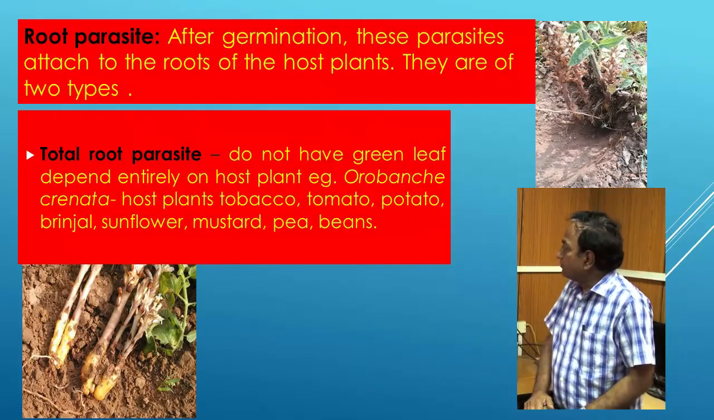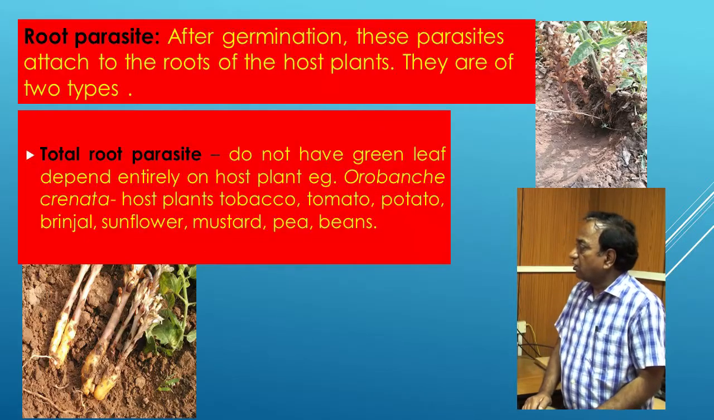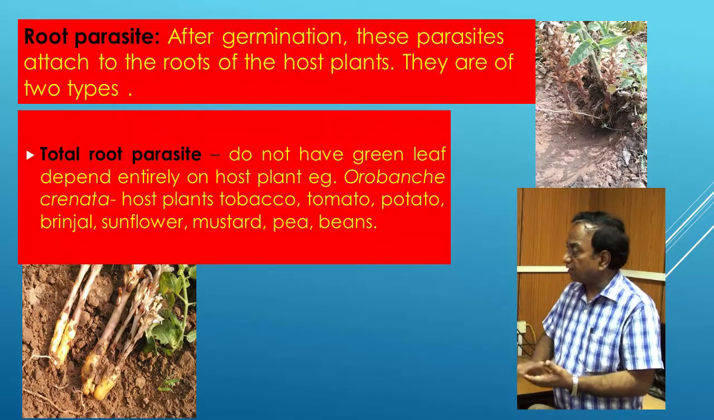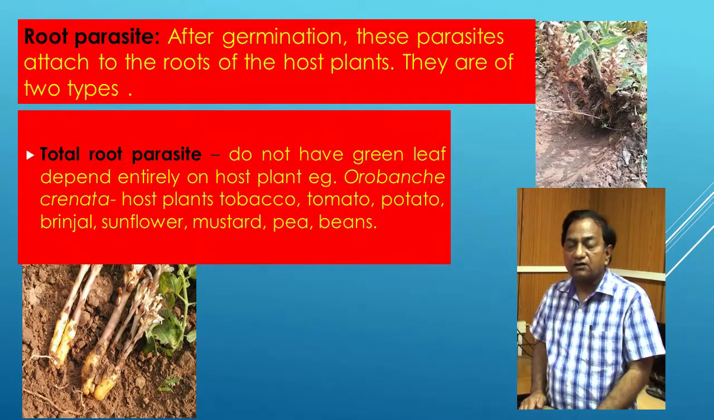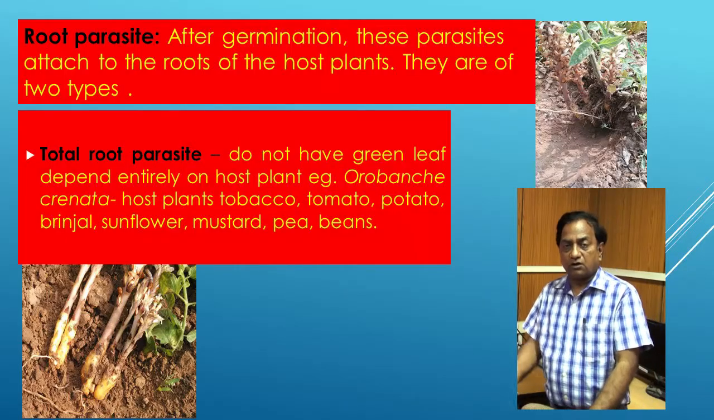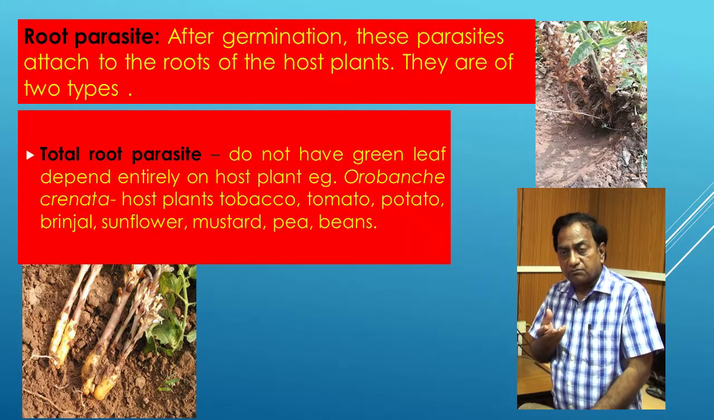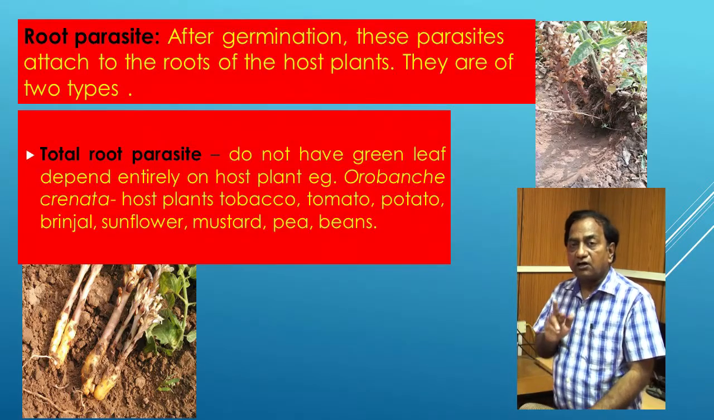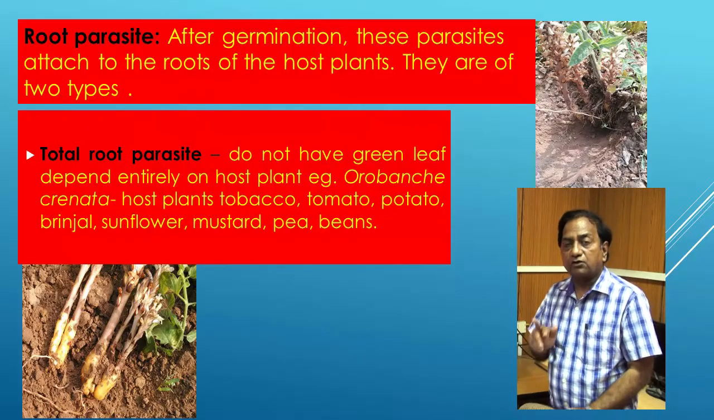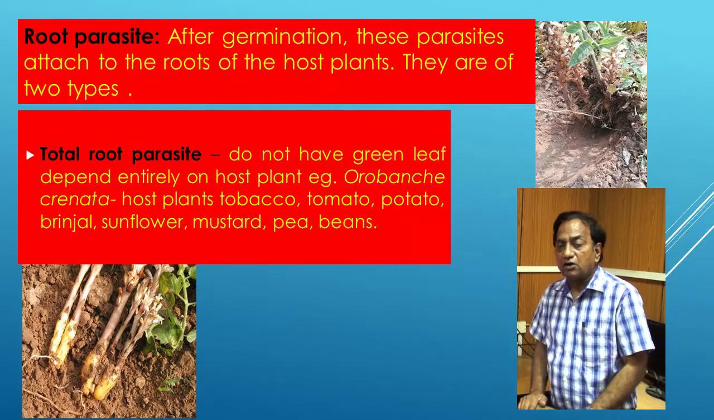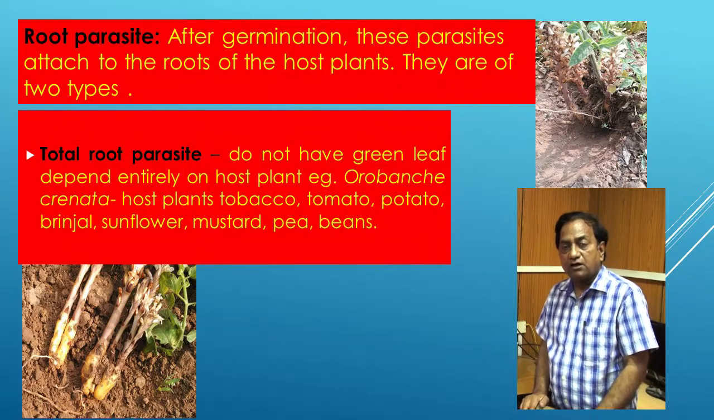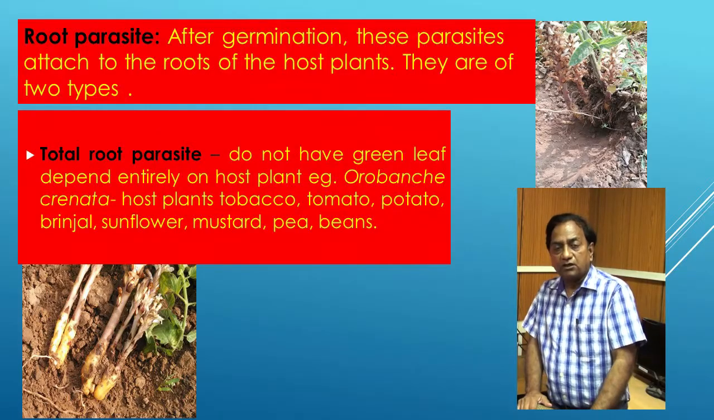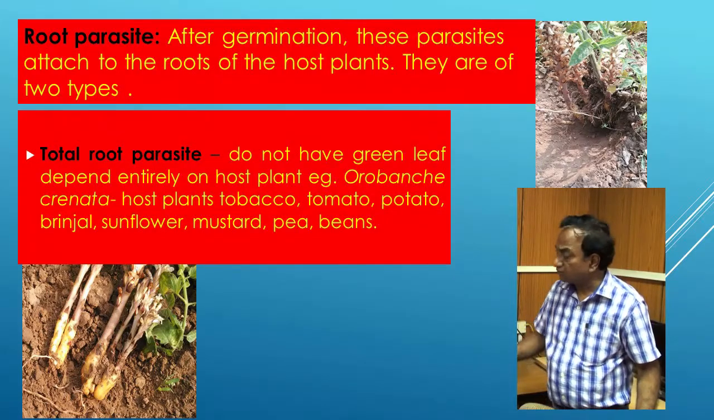Root parasites, after germination, attach to the root of the host plant. So they are also of two types: total root parasite and partial root parasite. For total root parasite, you might have seen on certain tomato plants that some other plant comes out attached to the tomato plant. That is the parasite plant. That is a total root parasite, known as Orobanche. It is very common in many tomato growing areas, or where some solanaceous crop is grown. There, this Orobanche is very common.